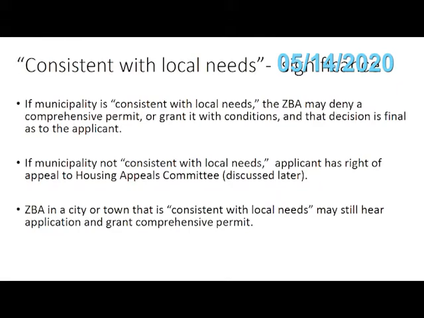Cambridge is a really good example. It's well over its 10% subsidized housing inventory, but yet it's still approving comprehensive permit projects. The difference is, in Cambridge, a developer who is not happy with the Board of Appeals decision has no appeal. In towns that are not consistent with local needs, the developer does have an appeal, and the appeal is to a very unfriendly forum, and that's the Housing Appeals Committee.